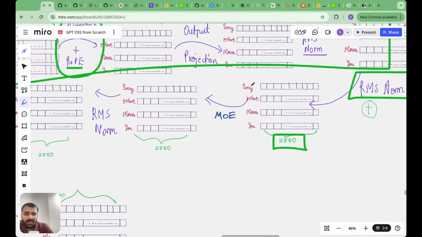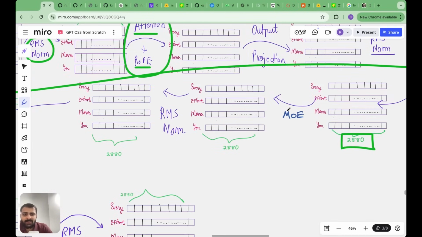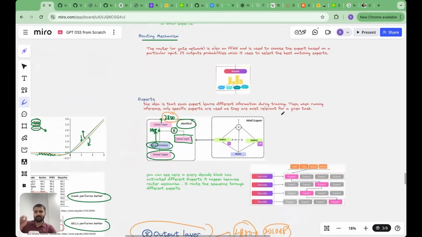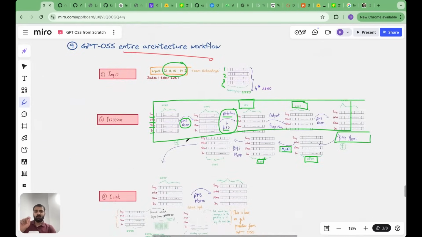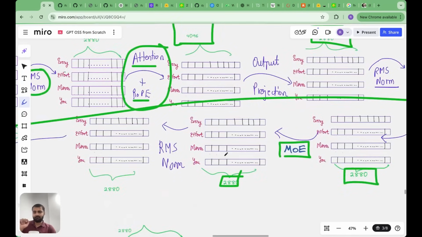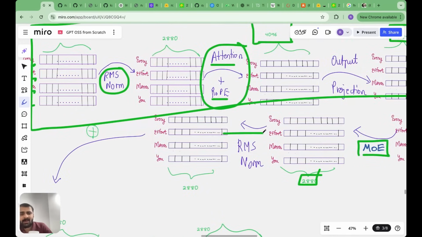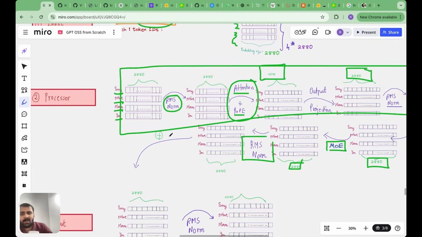Then there will be one more RMS normalization, which keeps me at 2880 dimensions. I still have 4 tokens with 2880 dimensions, and then there is mixture of experts. Now here, although there are multiple experts, my final dimension will still remain 2880. And here we have that neural network architecture which we saw over here, and 4 experts are activated per token. And then we have another RMS normalization, and then we come out of the one transformer block. Then we go to another transformer block. So then we go to TF block 2, then TF block 3, etc.